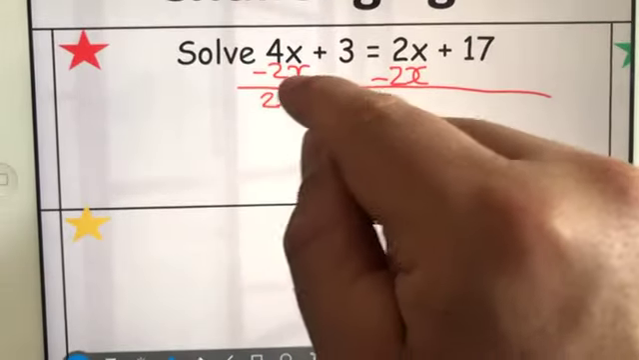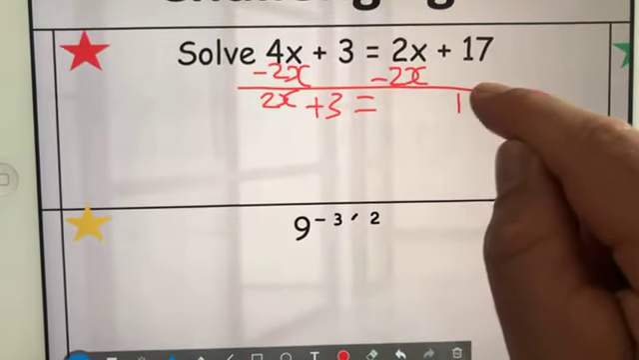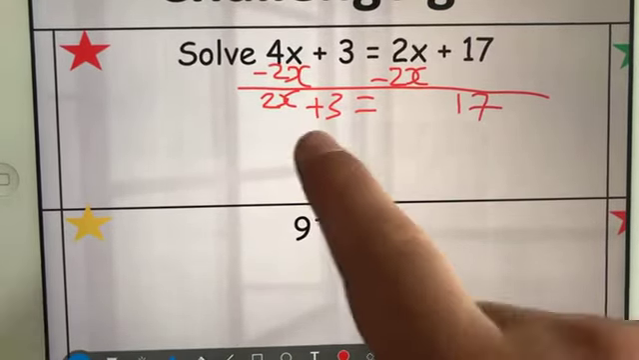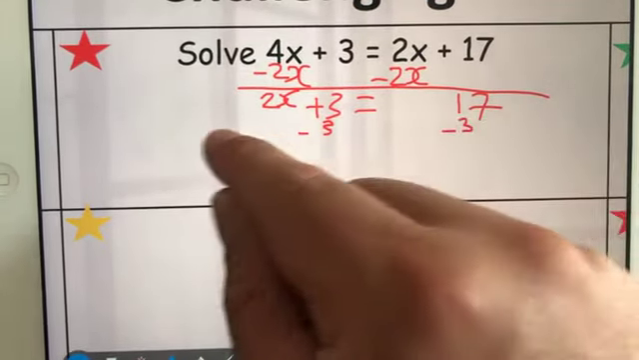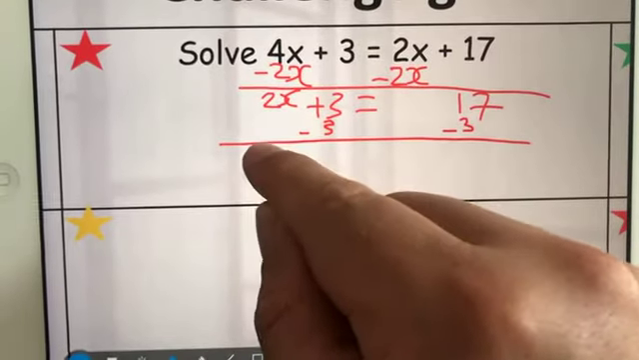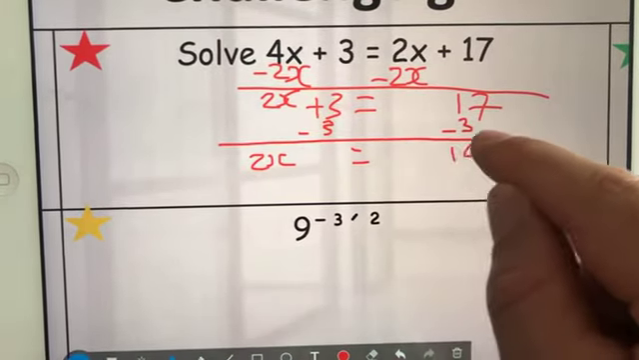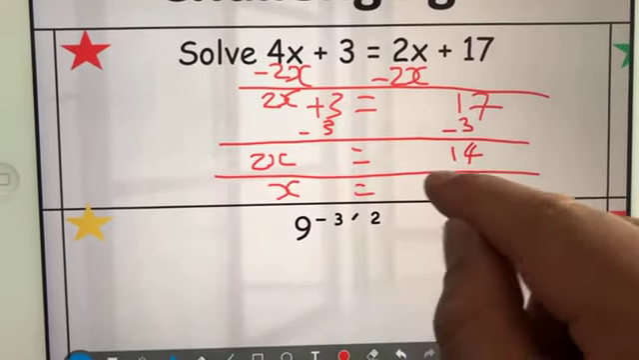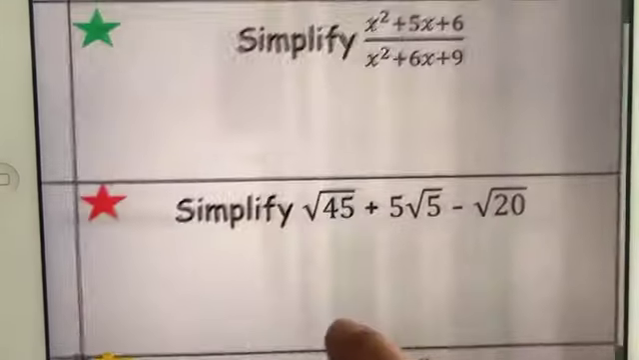Plus 3 moves straight down. 2x take away 2x is nothing. 17 moves straight down. Once you're there, 2x plus 3 equals 17. I'm going to take away 3 from both sides next. I end up with 2x, all equal to 17 take away 3, which is 14. Then if I divide by 2, x will equal 7. Very straightforward question, easy 3 marks at GCSE.